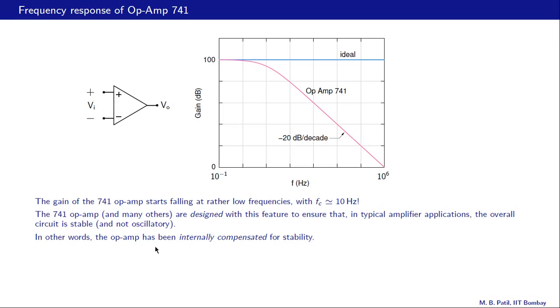And you will learn more about stability of amplifiers in an advanced analog circuits course. For now, it suffices to know what the op amp 741 frequency response is like, and with that in mind we will now try to understand the frequency response of the inverting amplifier, which we saw in the last slide.